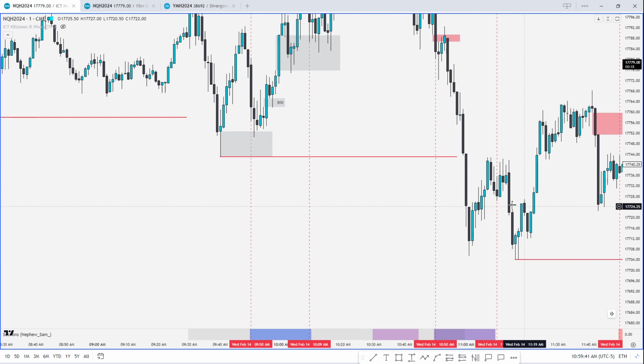Well, we have to just watch how the PD arrays are held. We've already dipped below this gap, and we've closed below 50% of this one already. So why would it make sense that we're continuing back up? It doesn't.